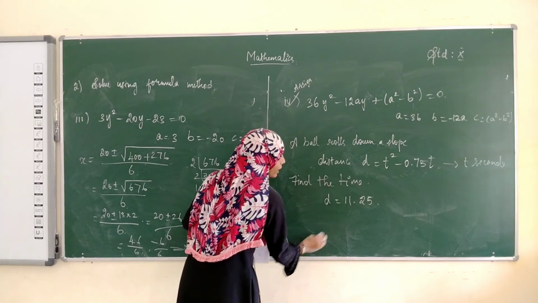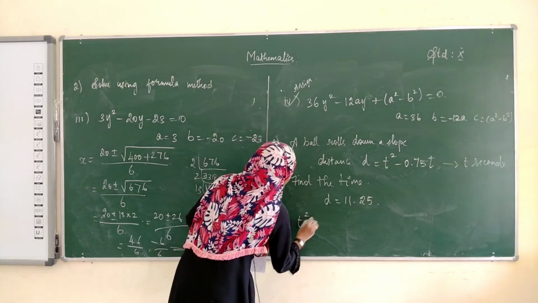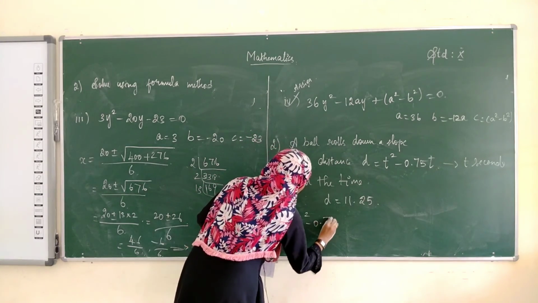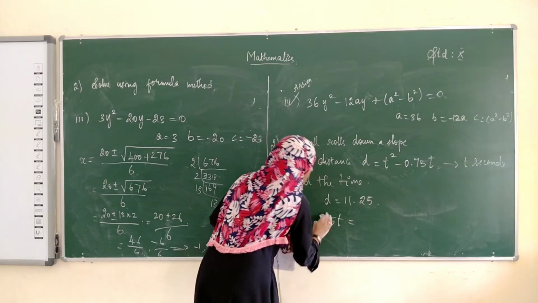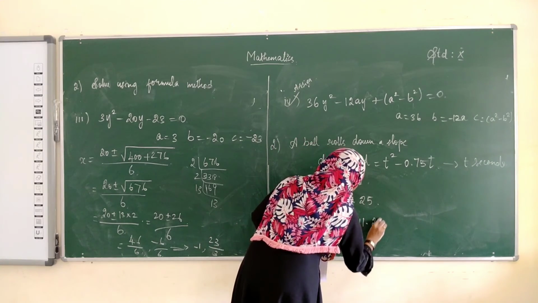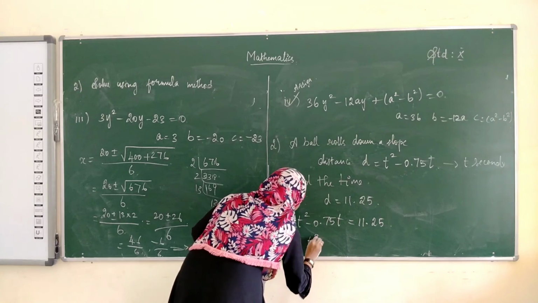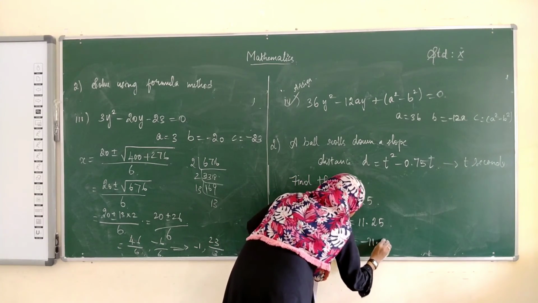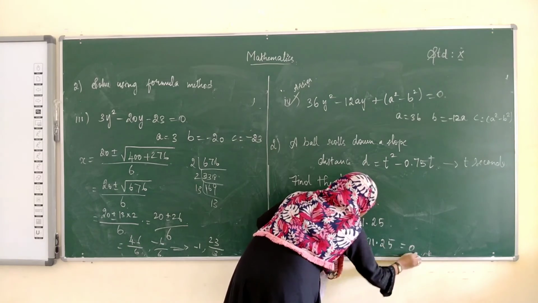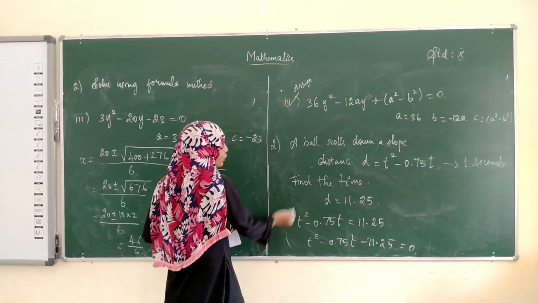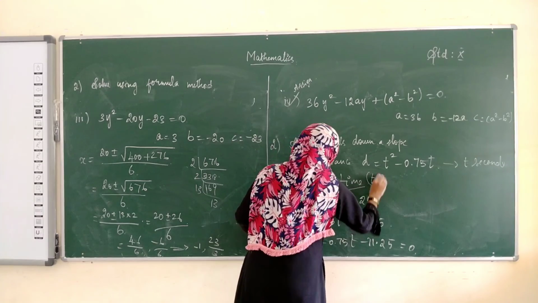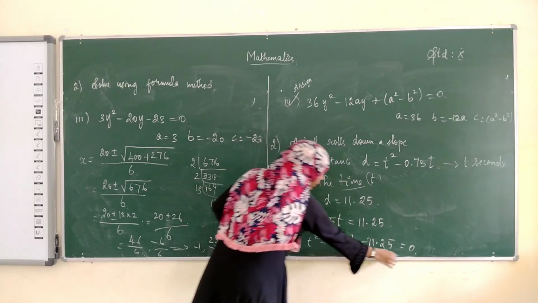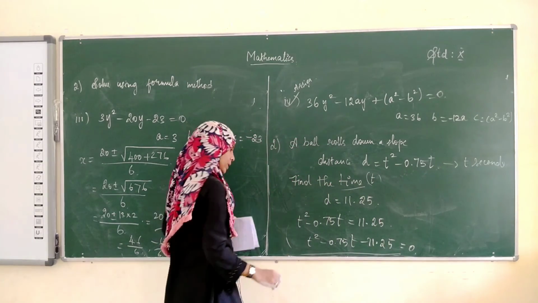So from this we can form the equation: t square minus 0.75 into t is equal to the distance, 11.25. t square minus 0.75 into t minus 11.25 equal to 0. What have they asked us to find? They have asked us to find the time, that is t. We have to solve this equation to find the time t.